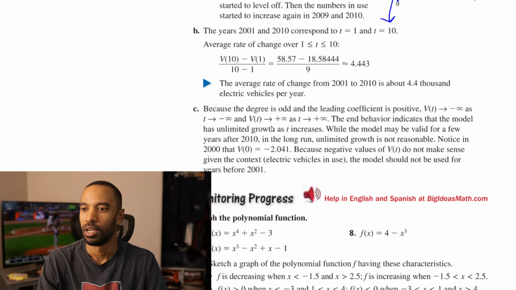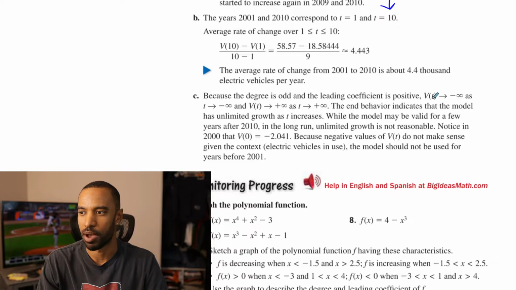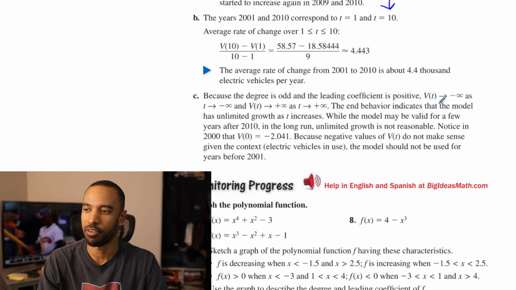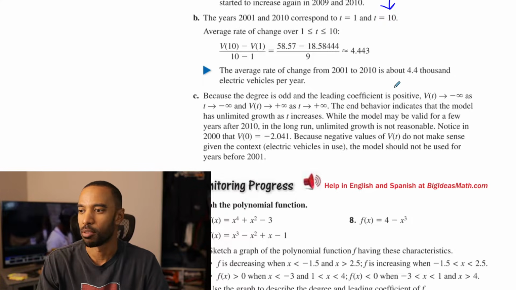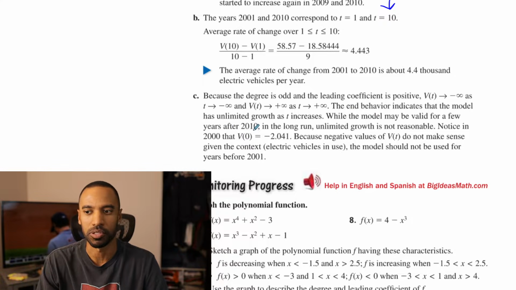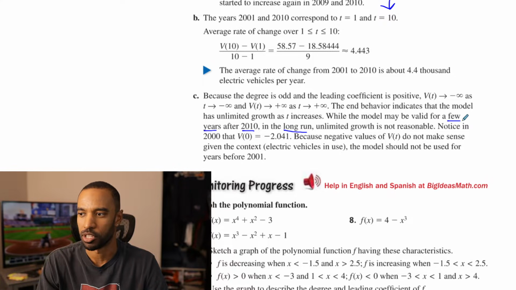Probably not. Because the degree is odd and the leading coefficient is positive, v of t goes negative as t goes to negative infinity, and v of t is positive infinity as t goes to positive infinity. The end behavior indicates the model has unlimited growth as t increases, which wouldn't be the case. While the model may be valid for a few years after 2010, in the long run, unlimited growth is not reasonable.